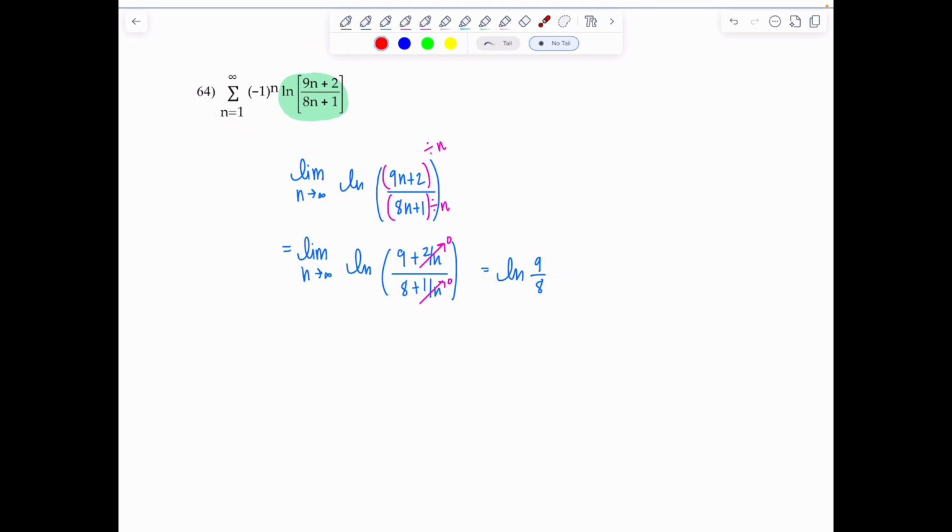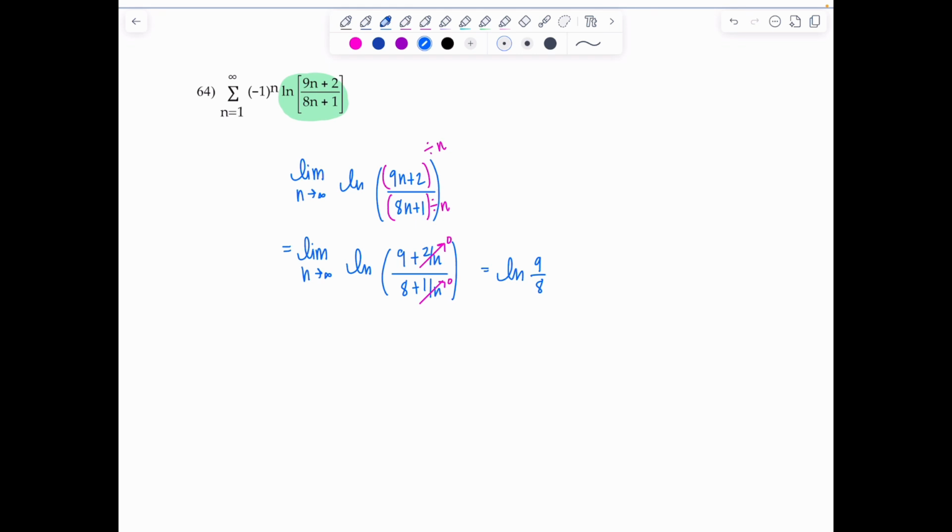And not only that, I can just jump straight right now. I don't even have to waste my time doing AST and say, hey, it's going to fail the test for divergence. Because it's alternating, all the even terms, when n is an even number, are going to be positive and approach positive ln 9/8. And then the odd terms are going to have a minus sign and approach negative ln 9/8. So then the limit of the terms doesn't exist.